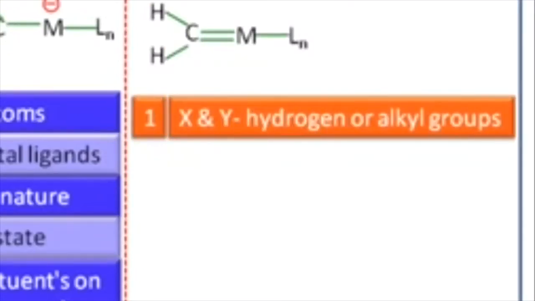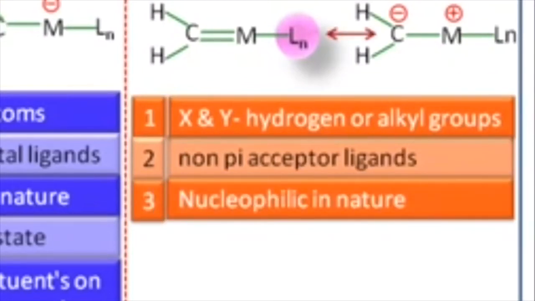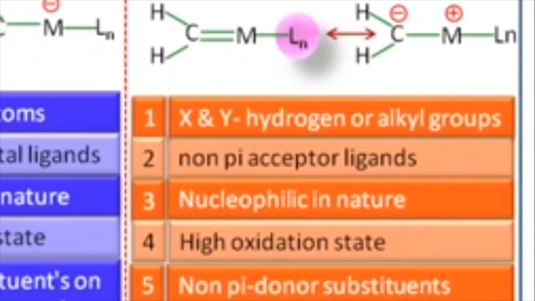Next we see the Schrock carbene. Here the X and Y are hydrogen or alkyl groups. The ligands Ln attached to the metal atom are not pi acceptor ligands. So the electron density around the carbon is more, and it acts as nucleophilic in nature. The metal atom in Schrock carbene is in a high oxidation state. The substituents are non-pi donor substituents.